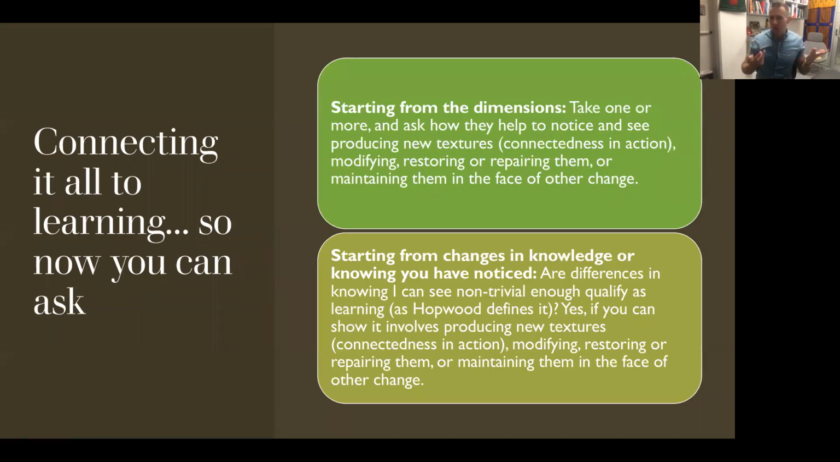So you might choose two different ways to start here. You could start from the 4 dimensions. You could take one, time, spaces, bodies, and things, and ask how they help you notice and see the production of new textures, connection and action. Whether you see through times, modifying, restoring, or repairing connections, or maintaining them in the face of change. Or you could start from changes in knowledge or knowing that you've noticed in some way. And then you can say, firstly, are they non-trivial enough to qualify as learning, as I would define it? And then if the answer is yes, can you show that it involves producing new textures, connections and actions, modifying, restoring, repairing them, or maintaining them? And if the answer is yes, then there you go.